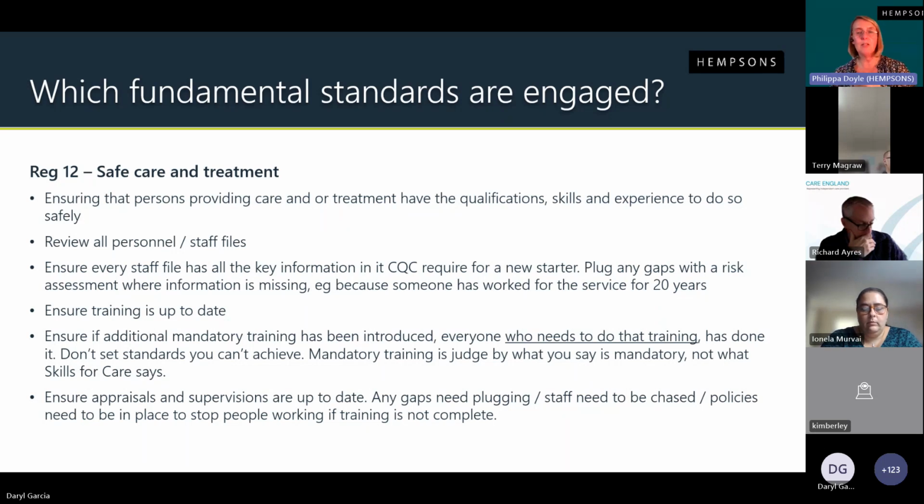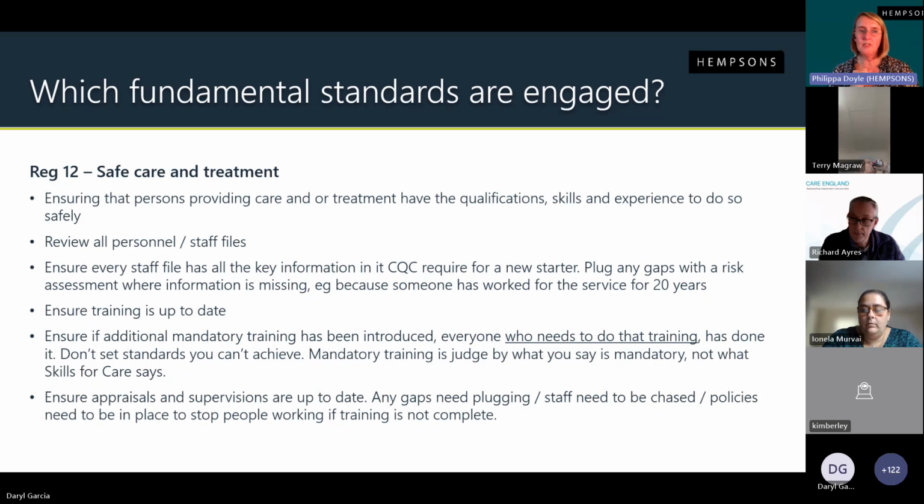That's going to be dead easy for anybody you've recruited recently, because we've had this checklist and you know exactly what you're looking for. Where you're going to find gaps is where you've got somebody who's worked for the service for 20, 30 or 40 years, maybe came straight from school with no experience or references. Where you've got those gaps, make sure you do a little risk assessment and put it within their staff file, so that you are satisfied that this person who's been with you forever is the right person to be with you. Even though you haven't got references from other services because they've never worked anywhere else, you're still satisfied that everything's okay for them to work for you.